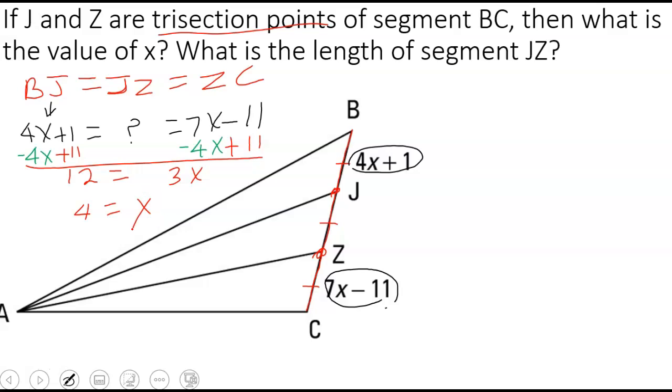Now that we know what x is, we're going to find JZ, which is equal to BJ. So JZ, substituting for BJ, is 4x plus 1.